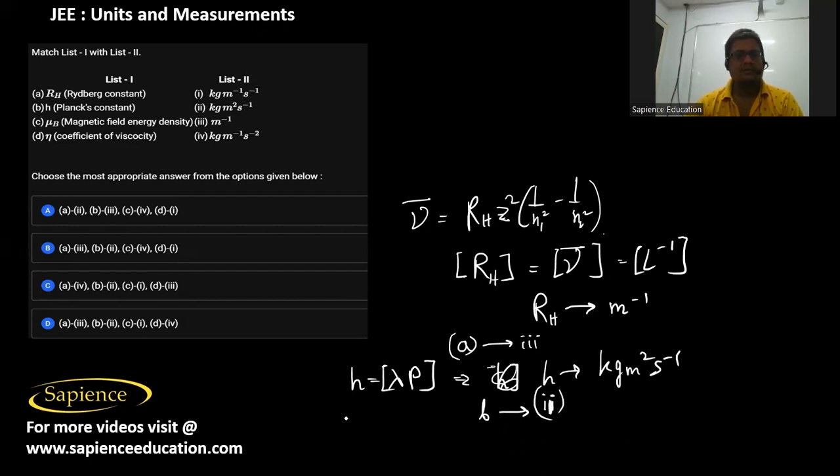And C, which is magnetic field energy density, mu B. Mu B is called magnetic field energy density.